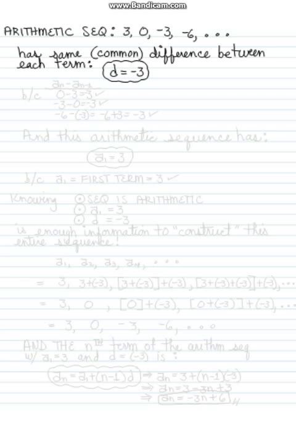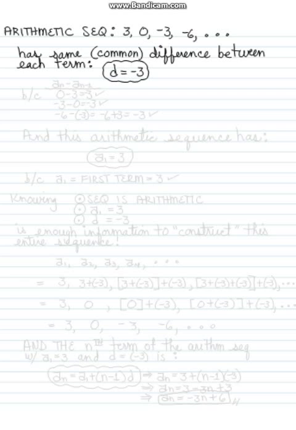Look at this list of numbers. It's an ordered list of numbers, so it's a sequence. The first number is 3, the second is 0, third is -3, the fourth is -6, etc. It goes on. And there's actually a pattern here if you look closely.